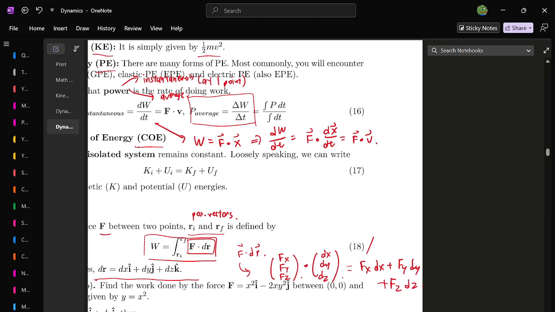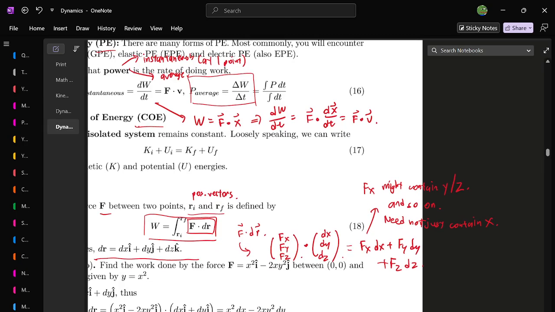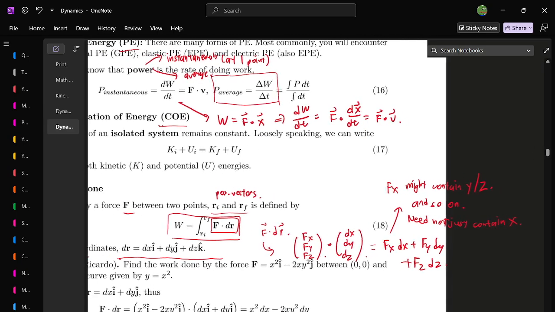Now, importantly, your Fx might contain y or z, and so on. It need not just contain x. So it's not as simple as you might think it is.